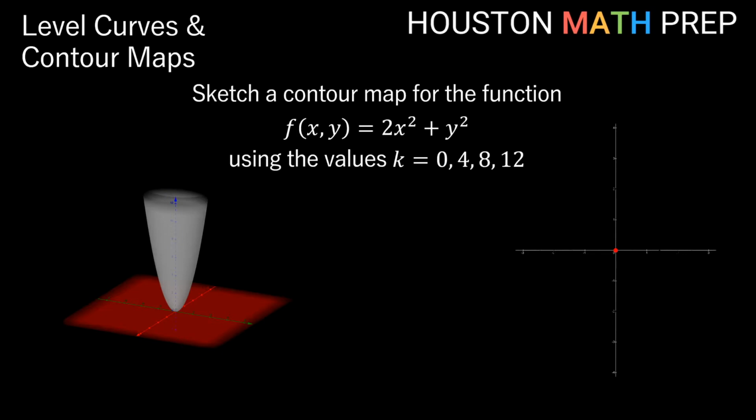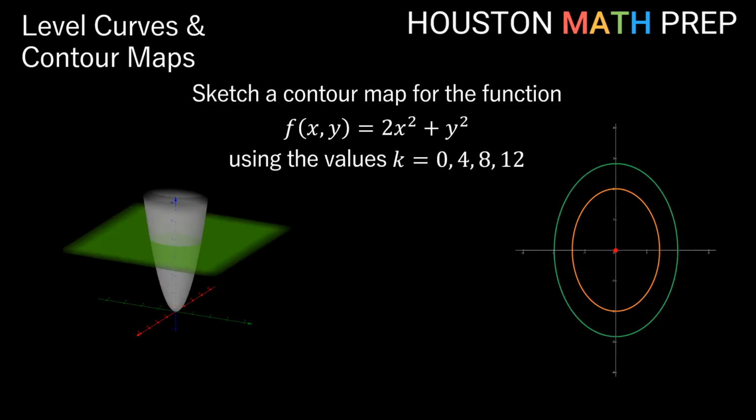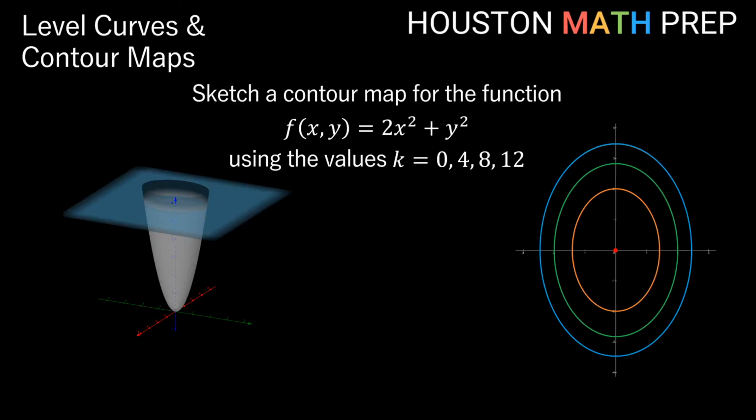Cutting through at k equals 4, a little bit higher up, you can see we get a nice ellipse cross section as we cut through it. As we mentioned before, it's a little bit longer in the y direction. That's the major axis. The x direction is the minor axis here. If we cut higher up, k equals 8 would be cutting through at z equals 8. That gives us a little bit larger cross section, still an ellipse. And k equals 12, cutting through with the plane z equals 12 gives us a bigger ellipse still. So here you can see these are 4 level curves for this function. At these values, since they're evenly spaced, this is what we call a contour map.